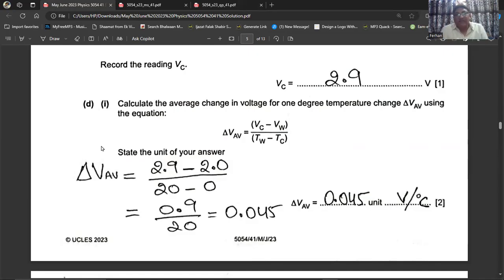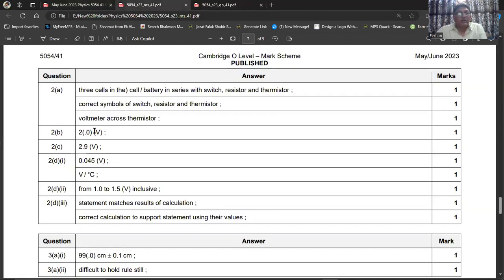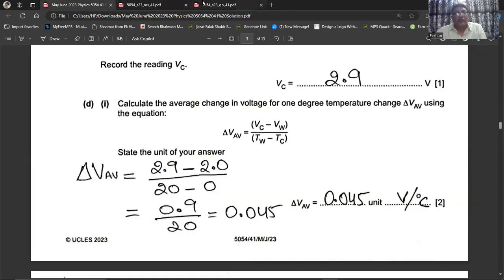Vc, when the thermistor was in the ice and water solution, the Vc value was 2.9. Vw, when it was on the room temperature, the Vw reading was 2. And Tw is 20 and Tc is 0. So just put those values, do this calculation, you will get 0.045 volt per degree centigrade. This is the unit, volt per degree centigrade. So you can see this. I hope you understand.